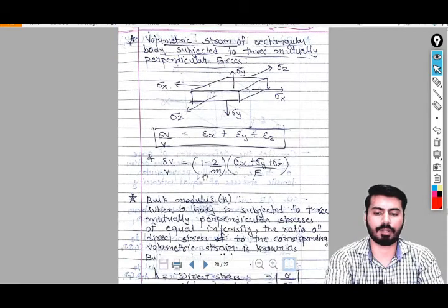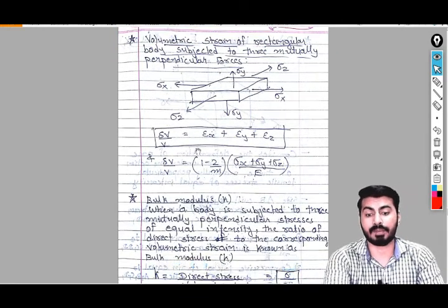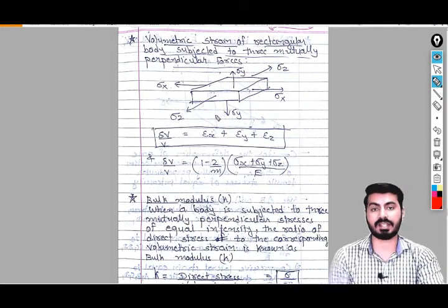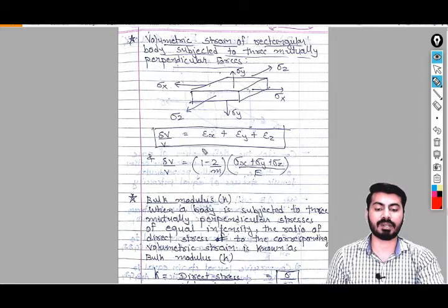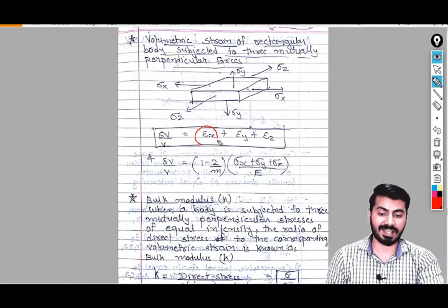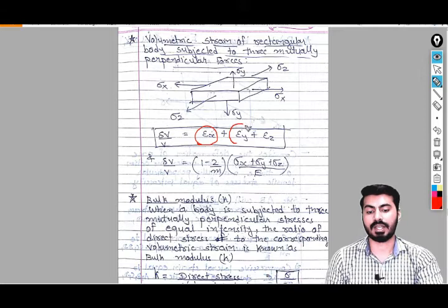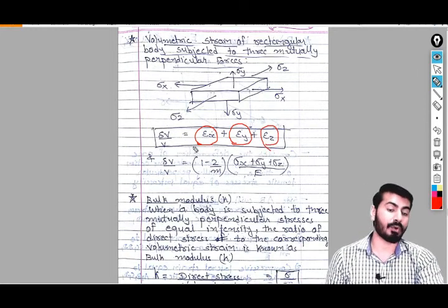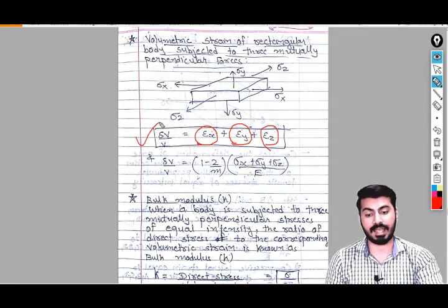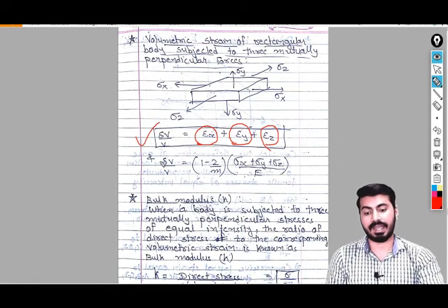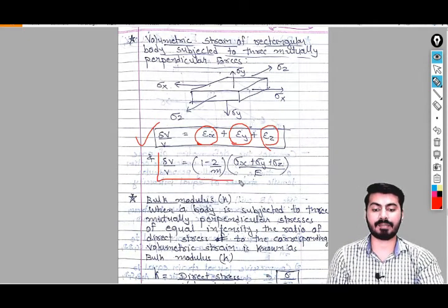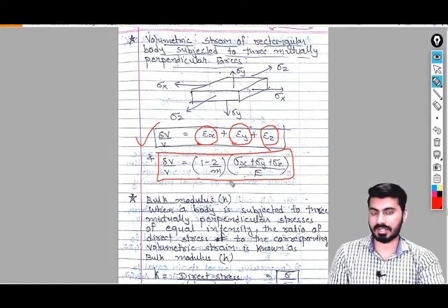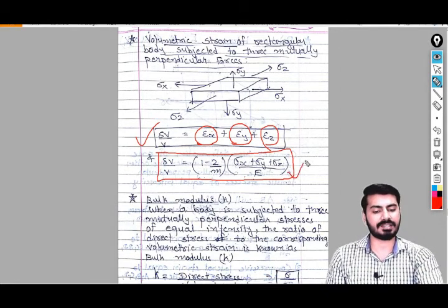Volumetric strain of the rectangular body subjected to three mutually perpendicular forces. Now as you can see, there are three different forces acting on the body, and for these three particular forces, each force will have its own strain value. As you can see, X force, Y force, and Z force, and the summation of all these will give you the answer of delta V by V. And the answer for this type of equation can be derived using the same method that we have used in the previous derivation. And if you simplify it, then you will get this equation directly.